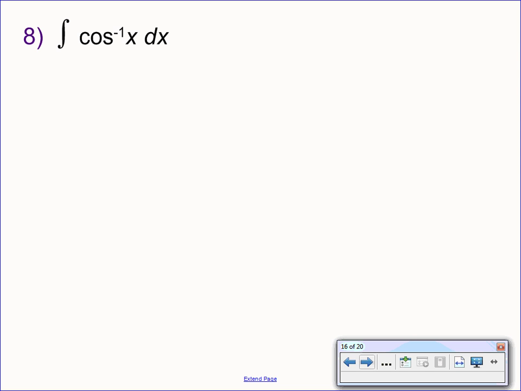All right. So what would we choose u to be and dv to be for number 8? Quietly tell your partner, and then I'll call on you. So what are we going to have for our assignments in this case? All right. So what are we picking for u and dv? Courtney? U is inverse cosine of x, and dv is dx. Raise your hand if you have the same assignment as Courtney.